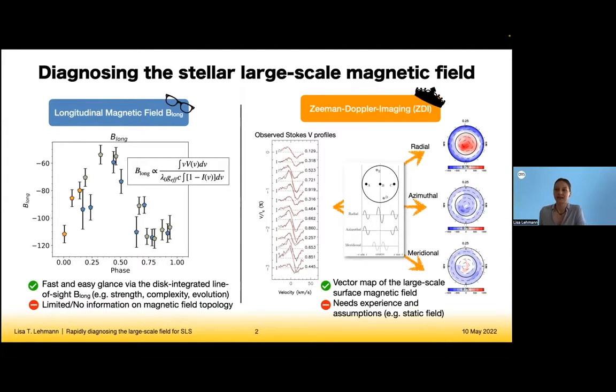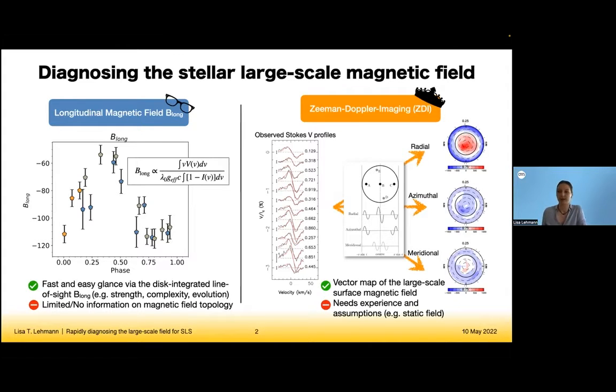To diagnose the large-scale field, we are currently using two main methods: the analysis of the longitudinal field and the Zeeman-Doppler imaging technique. The longitudinal field has the advantage that you can determine it directly from the line mask Stokes profiles, which is fast and easy. It provides you a first glance on the field strength, the complexity, and if the large-scale field evolves. But we have no information about the exact topology. That means, for example, the axis symmetry or how poloidal or toroidal the field is.